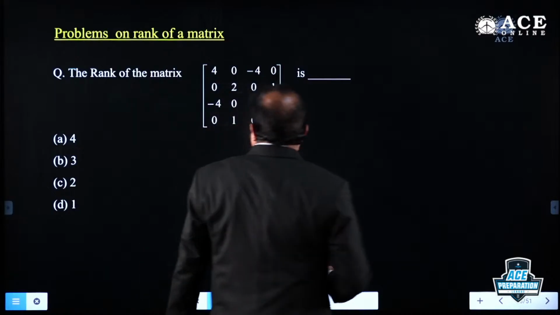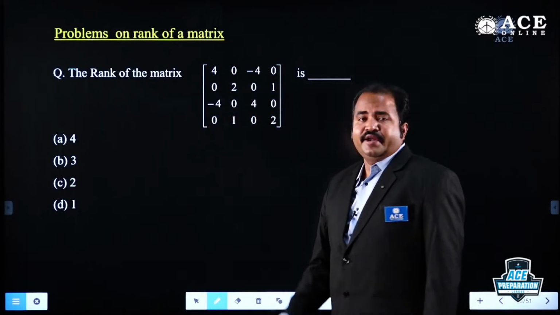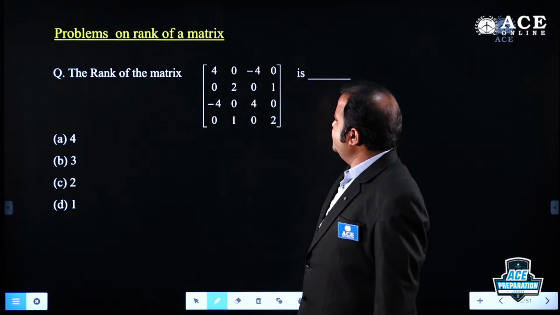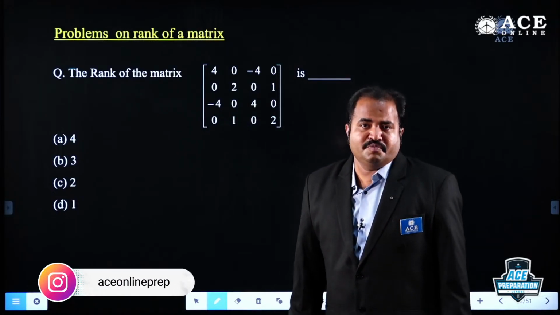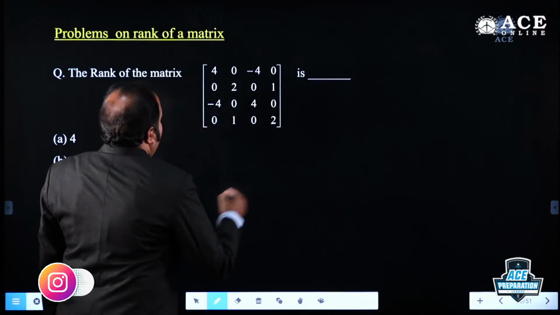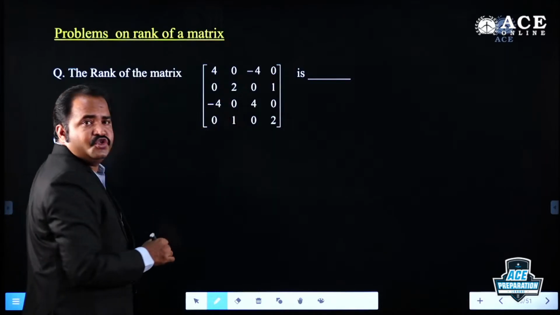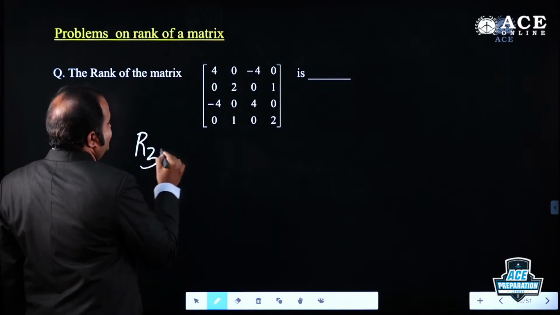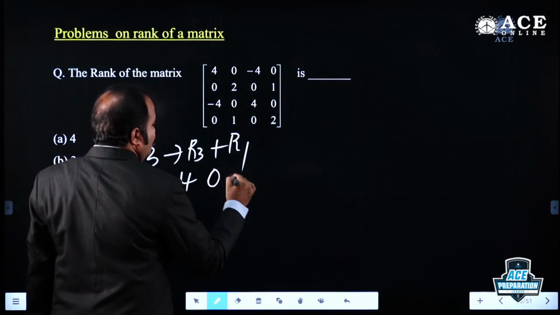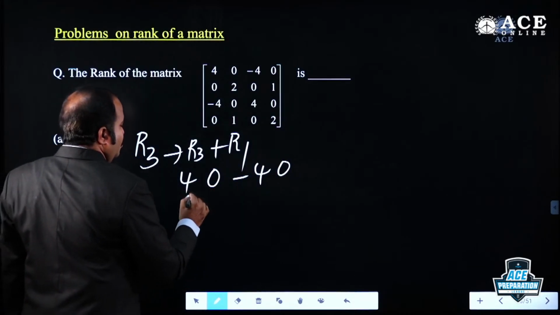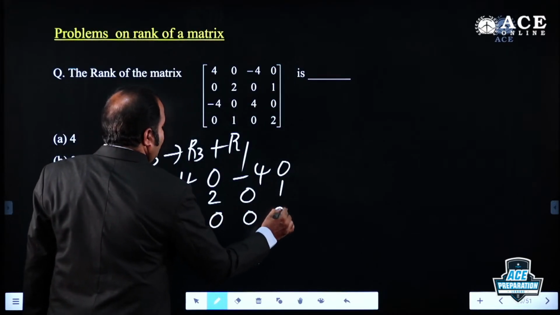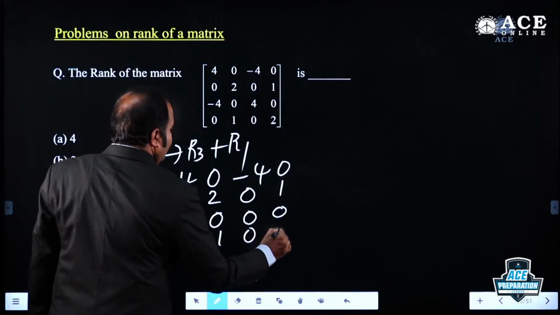Let us see the first problem on rank of matrix. The rank of the matrix is what? So here this is the matrix 4 0 4 minus 4 something, right? So how do we find the rank of this matrix? By reducing into row echelon form. Row echelon form is the best method, right? Look here, I am going to make this first element 0. That is R3 changes to R3 plus R1. So we get 4 0 minus 4 0, and next one is 0 2 0 1, 0 0 0 0, and next one is 0 1 0 2 only.